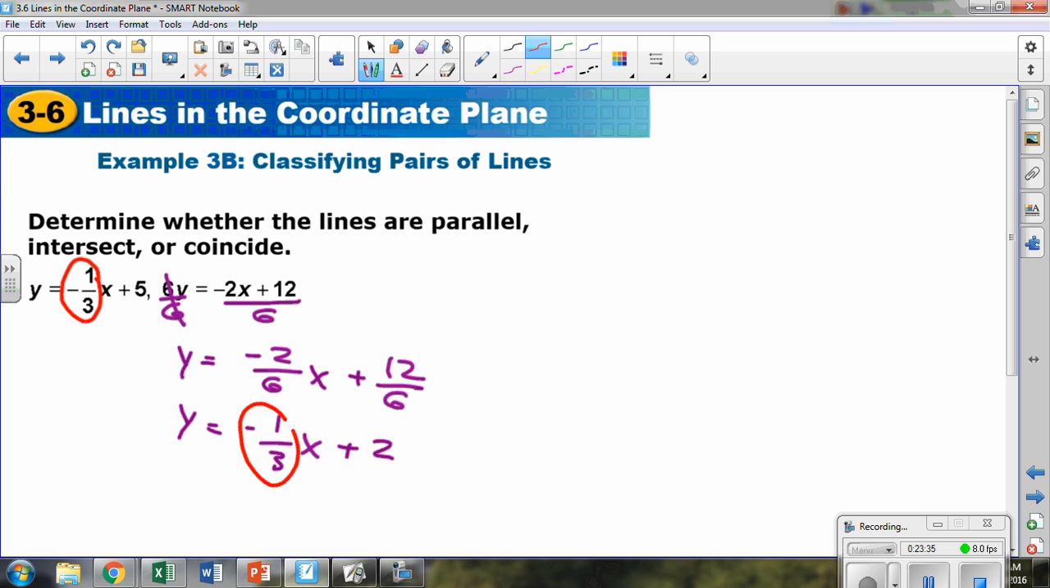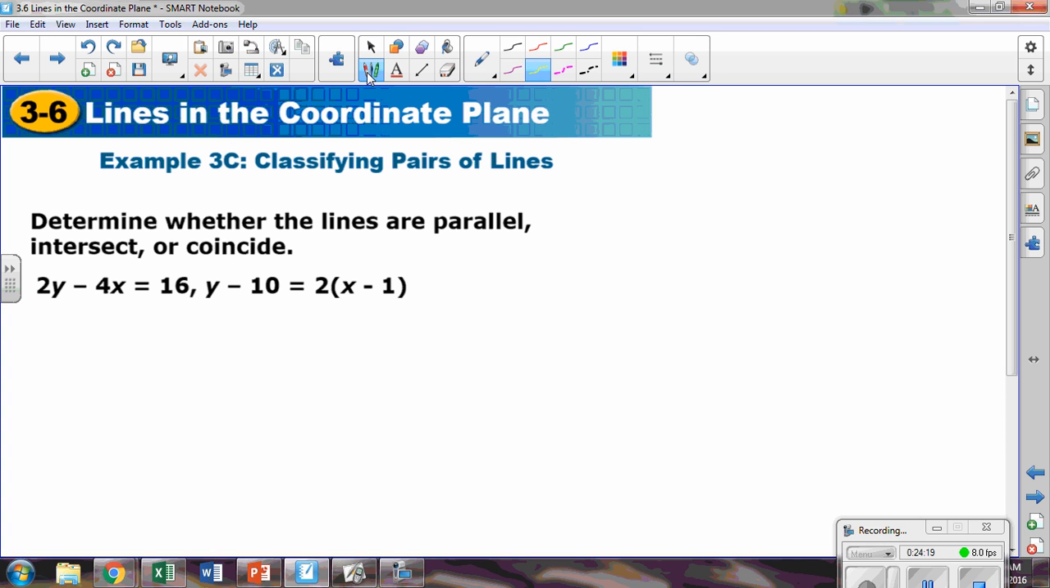So, look at the slopes. Are the slopes the same or different? They are the same. That means we have two options. They can be parallel lines, or they could possibly be coinciding lines. To figure out which one, we then need to look at the y-intercept. Are the y-intercepts the same? No. So we have lines with the same slope, different y-intercepts. When that happens, the lines are parallel.